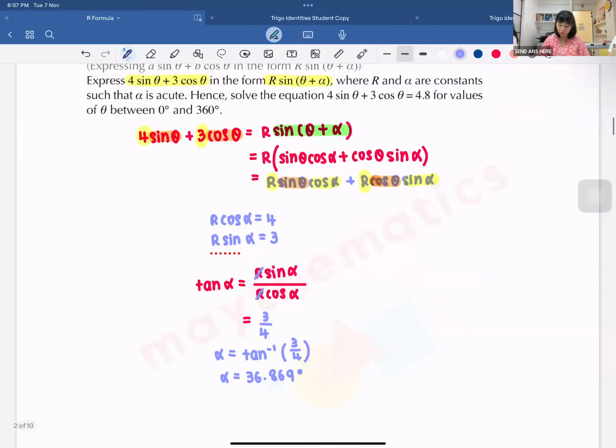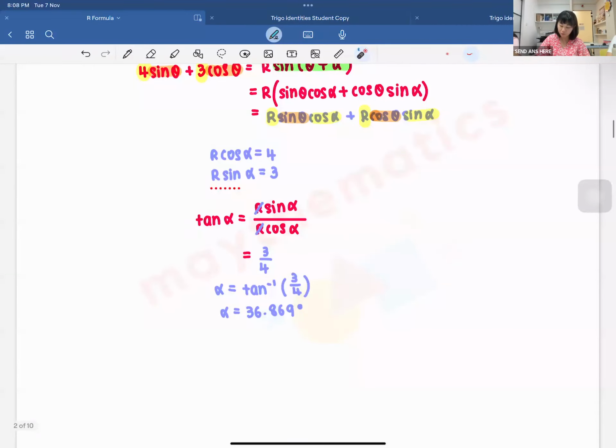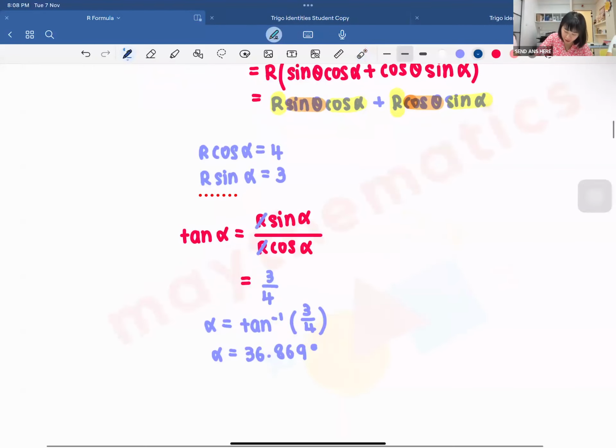Okay. Now, remember after I tell you find alpha already, the next thing is find R. So how do you find R? Let me show you. To find R, everybody, can you let this be equation 1 for me? Let this be equation 2 for me. Okay?